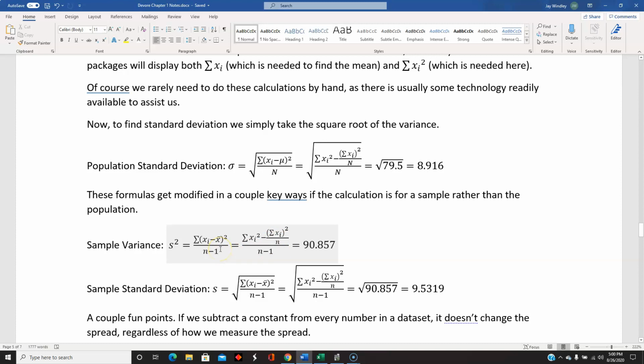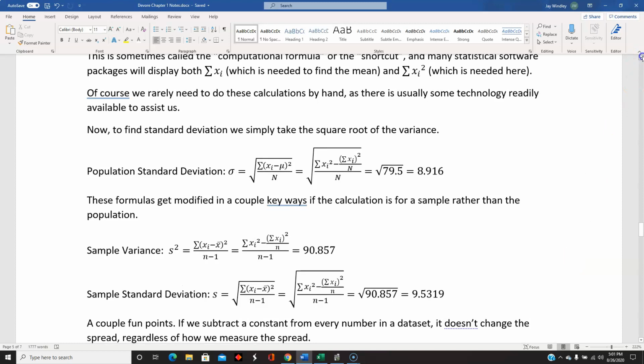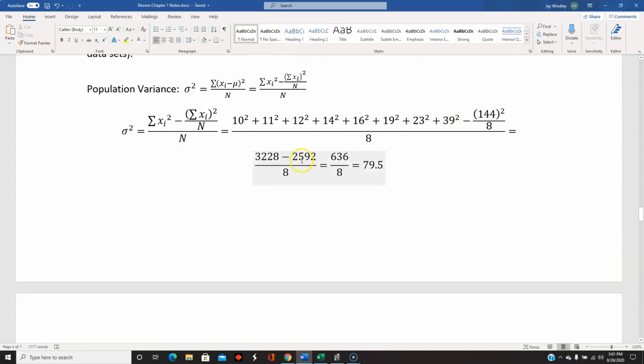And then the real oddity to most students is that in this overall denominator, instead of dividing by n, we divide by n minus 1. Maybe by the time we get to around chapter 9, I'll be able to explain why we need to divide by n minus 1. But all you have to know right now is that that's the formula. So the main difference is right here, instead of dividing by 8, we would divide by 7.